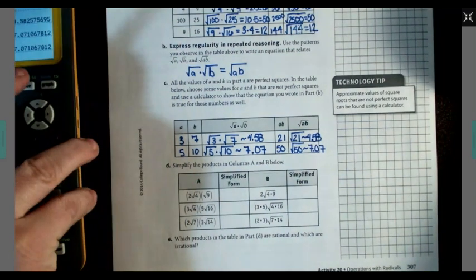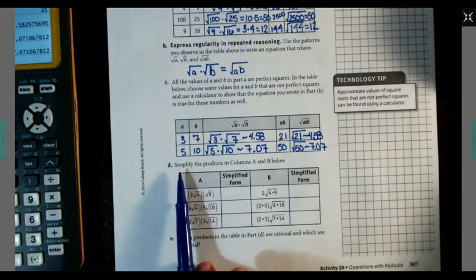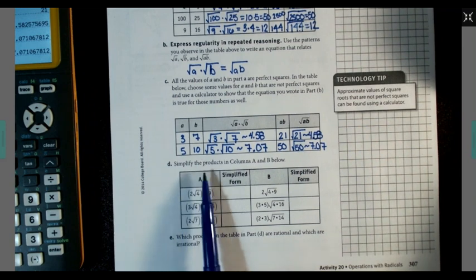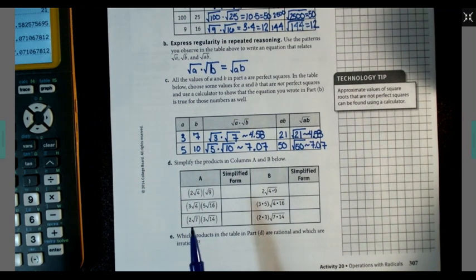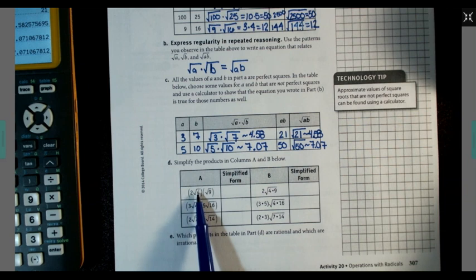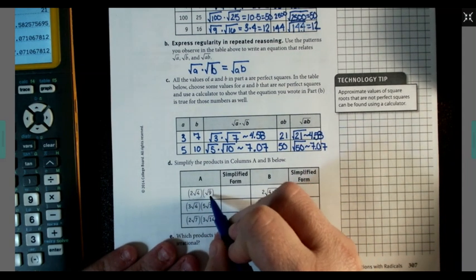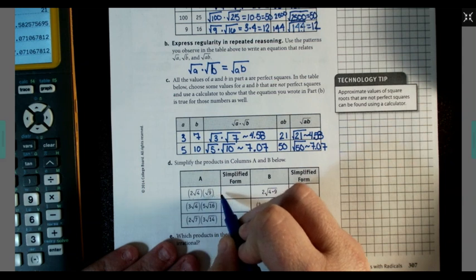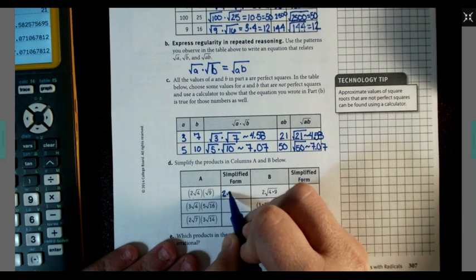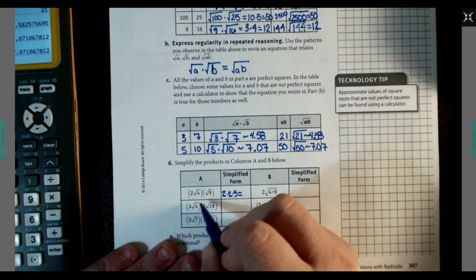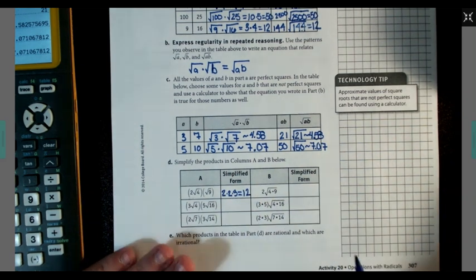D says, simplify the products in columns A and B below. 2 times the square root of 4 times the square root of 9. Well, what's the square root of 4? 2, right? And what's the square root of 9? 3. So I would have 2 times 2 times 3. That's going to be 12.